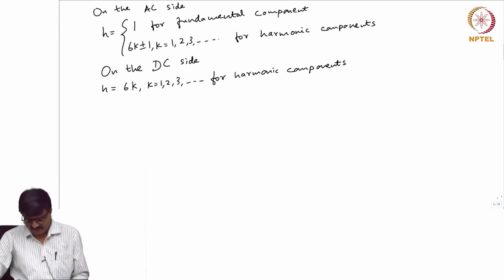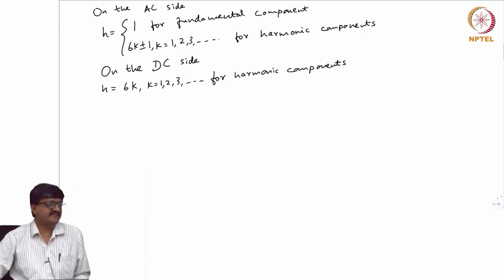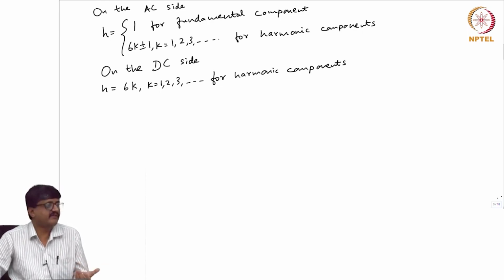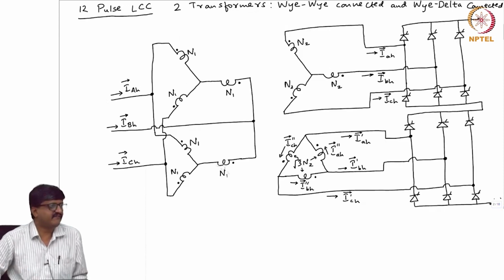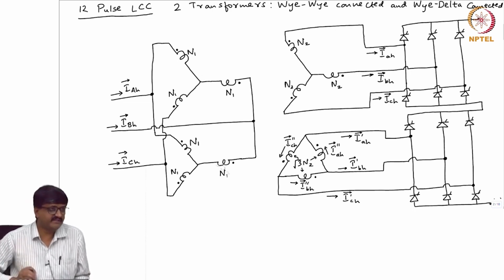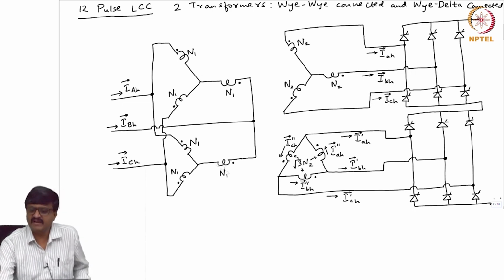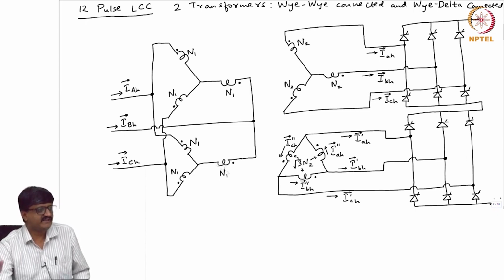Now, a harmonic component is a sinusoidal waveform. Only thing is it has a frequency depending on the order of the harmonic component. So, you would have noticed that when I say IAH where H is 5, it is a fifth order harmonic component, so it is sinusoidal. So, if I have a sinusoidal quantity, I can represent it by a phasor. So, I use an arrow over the notation to mean that it is a complex quantity. So, it has a magnitude and an angle.